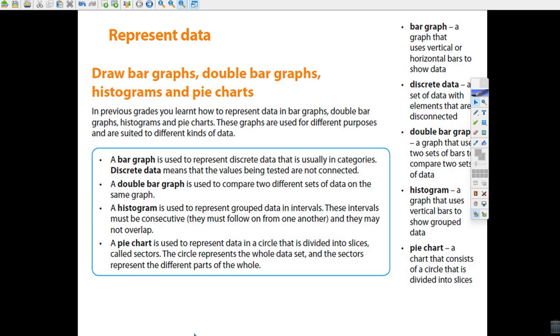Okay, let's look at representing data here now. We're going to learn to draw bar graphs, double bar graphs, histograms, and pie charts. And you've done this all before, but let's just go over it.